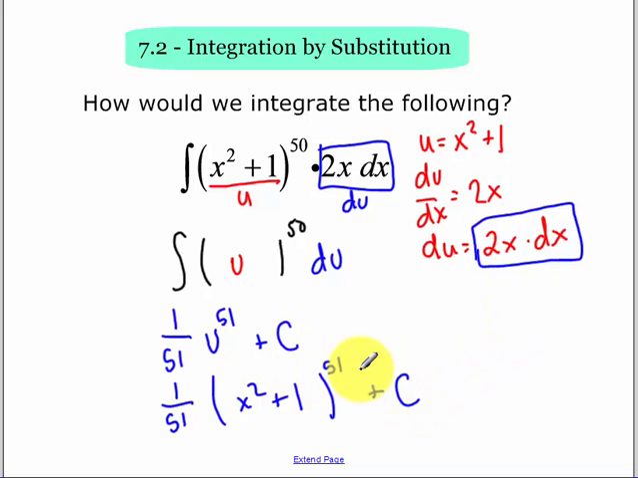Now, again, remember, if you take the derivative of this, bring down the 51, reduce your exponent by 1, and then don't forget your chain rule, you get back this inside piece.